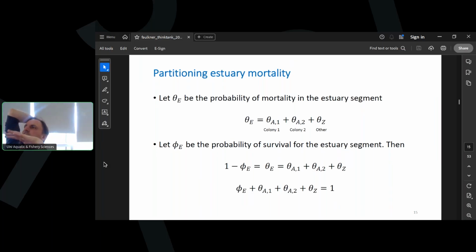So we're going to split that into those 3 categories. Then we call phi sub E the survival, so of course 1 minus phi is the mortality, and there's this nice relationship that falls out: the sum of the survival and the mortalities is equal to 1, obviously. But that helps in modeling, because we can make that a simplex that sums to 1, and we can separate those things out if we have data on each component. Okay.